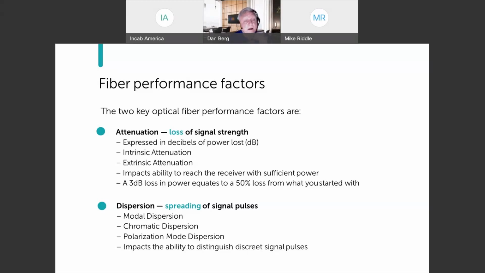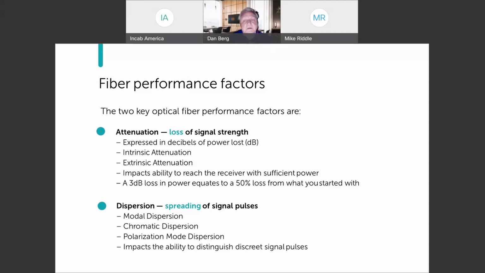And what we're trying to do is minimize this so that the maximum amount of power gets from the laser to the detector. You want to reduce the amount of loss you have between the laser pulse and the detector, so you can maintain that pulse or that information all the way down the fiber. I've got a slide that shows that.